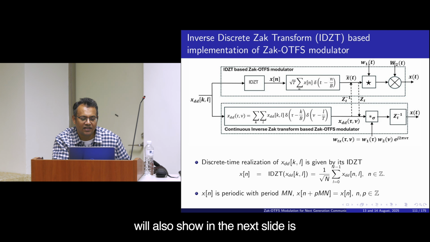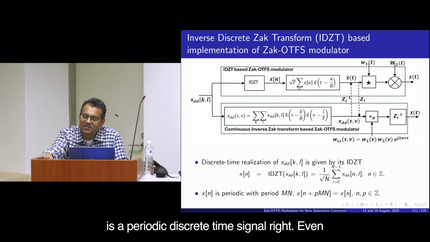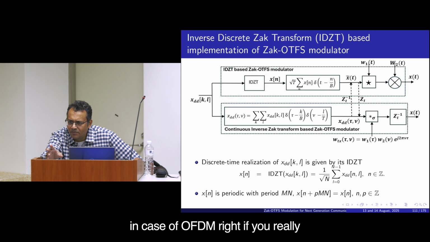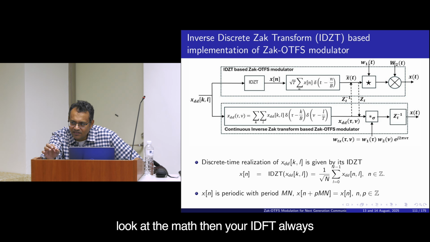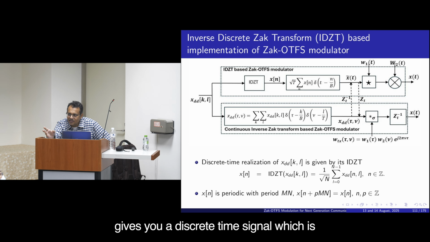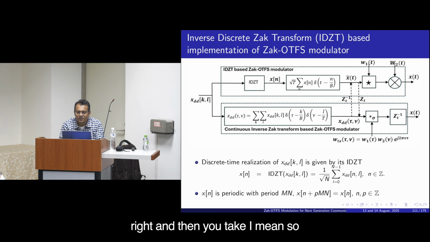What I will also show in the next slide is that xn is periodic with period MN. So this signal that it gives, I mean, this is quasi-periodic and this will be periodic. It's a periodic discrete time signal, right? Even in case of OFDM, if you really look at the math, then your IDFT always gives you a discrete time signal which is periodic. You can test that, you know that, right? So this is very similar, right?